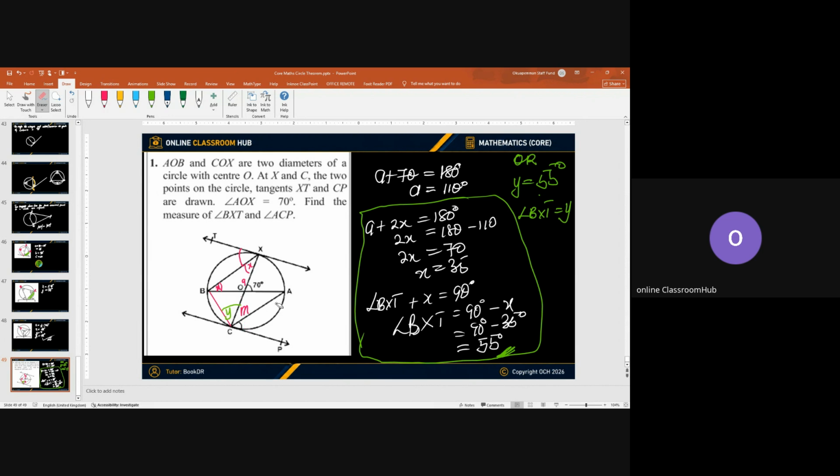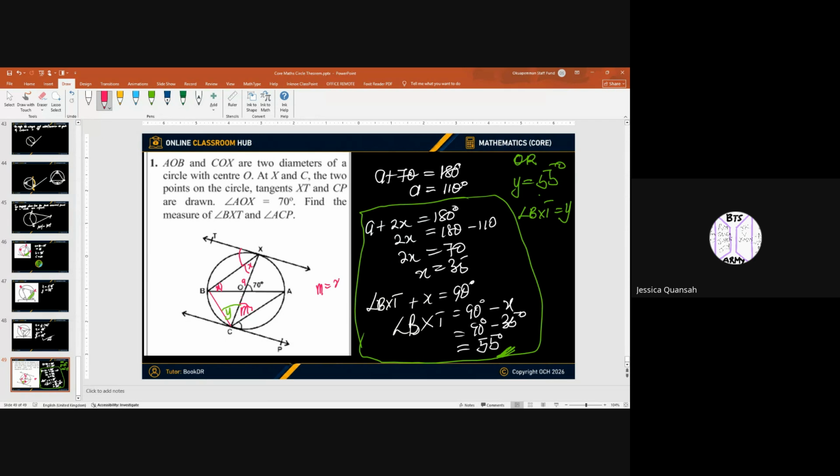Learn how to name the angle. It's very, very important. So that's angle ACO. Is that okay? Yes, angle ACO. So that place we can say it's equal to X. Good. So X is that place, and angle ACO is equal to 35. Good.